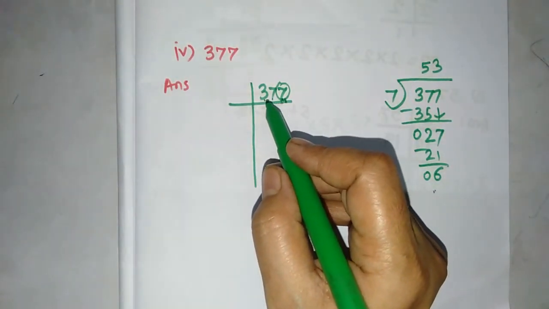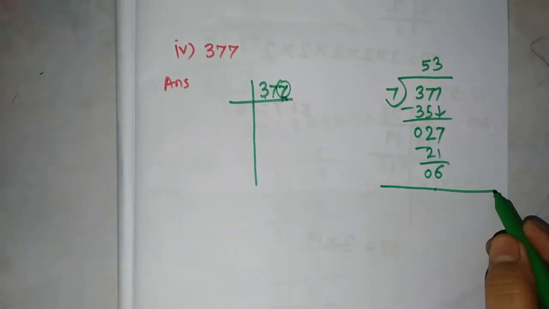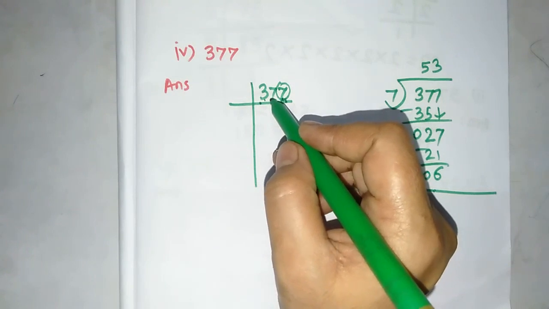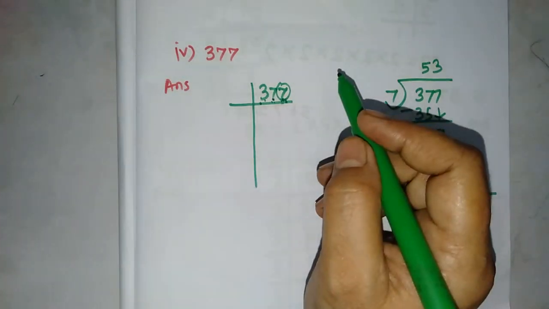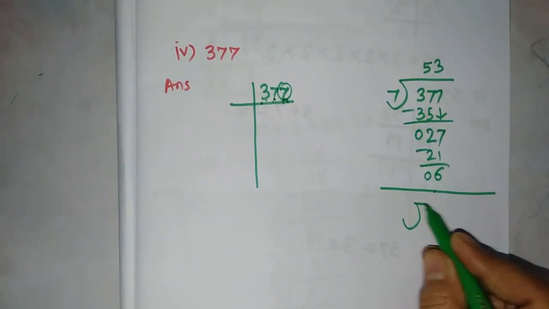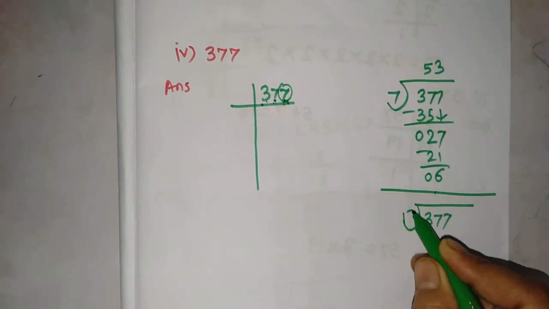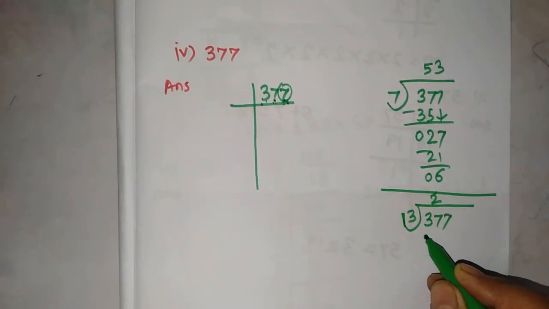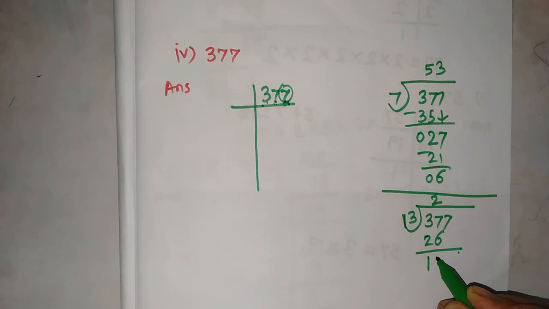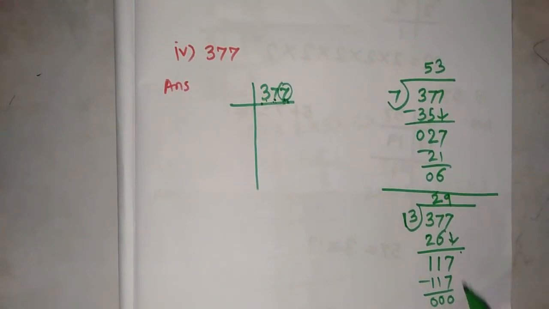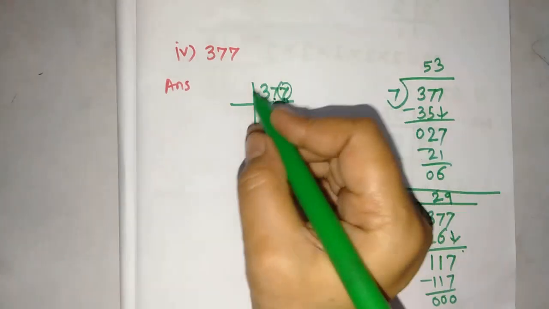Check whether it is divisible by 11. 7 plus 3 is 10. 10 minus 7 is 3, and 3 is not divisible by 11, so it is not divisible by 11. Now check whether it is divisible by 13. 13 2s are 26, subtraction is 11, 7 falls down, and 13 9s are 117, so it is divisible by 13.